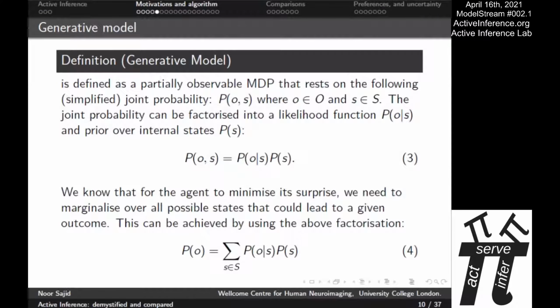So we know that for an agent to minimize its surprise, we would need to marginalize out all the possible hidden states that could have led to a given outcome. And this can be achieved by using the factorization that I just mentioned, the likelihood and the prior. But the problem is that this is not a trivial task, because the dimensionality of the hidden states can be extremely large. And if you're considering additional random variables that we're going to introduce in a bit, this becomes even more problematic. And that's why we use a variational approximation of this quantity, P of O, which is more tractable and allows us to estimate the quantities of interest.